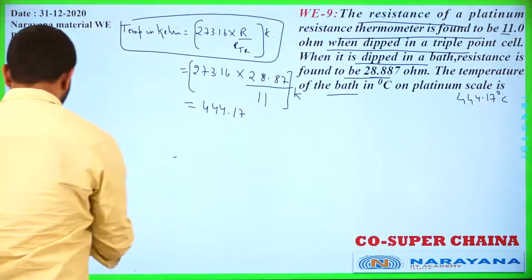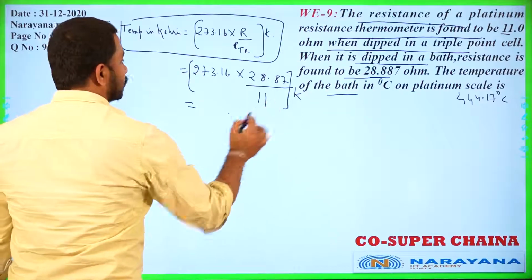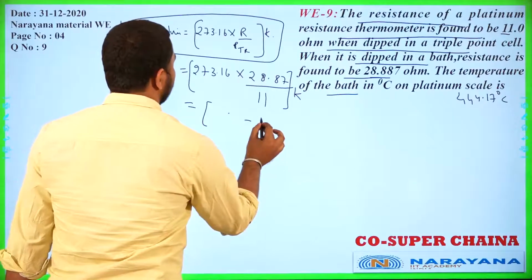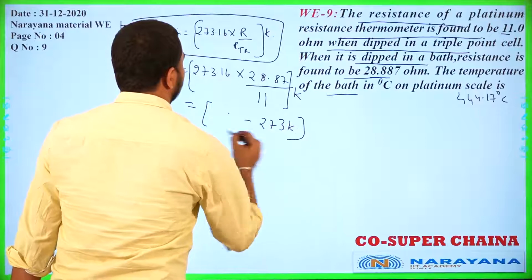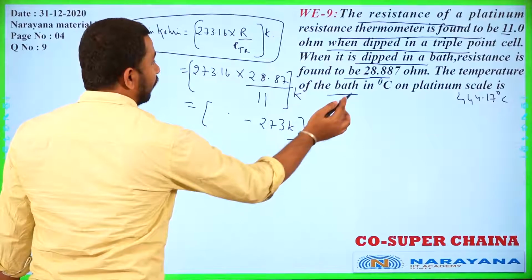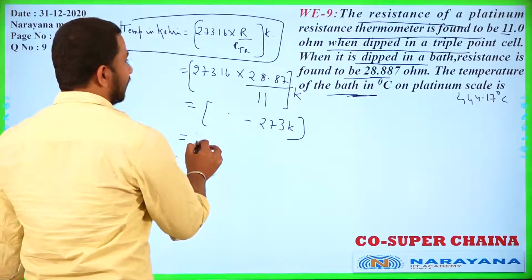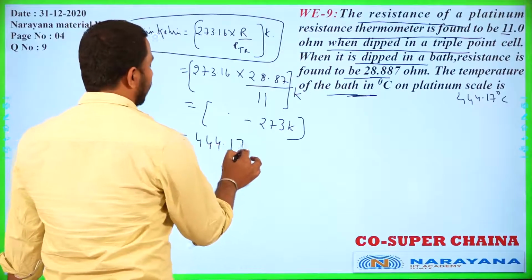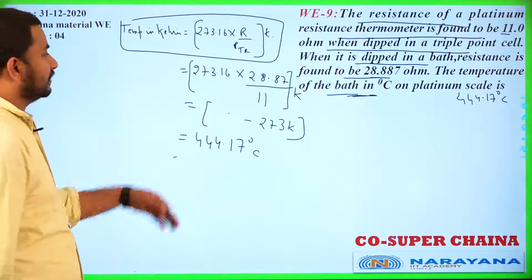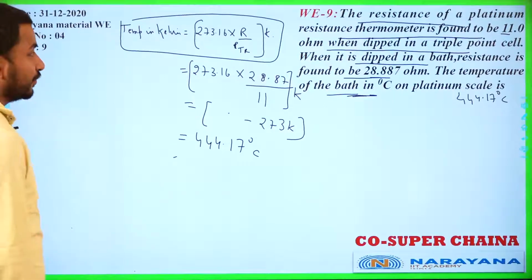This answer will be coming in Kelvin. You need to subtract 273 from it. Whatever answer comes, you need to subtract 273 Kelvin from there, because we need the answer in degrees Celsius. The final answer will be around 414.7 degrees Celsius. This will be coming 700 something. Simplify this and you'll get the answer. Clear? Let's move to the next question.